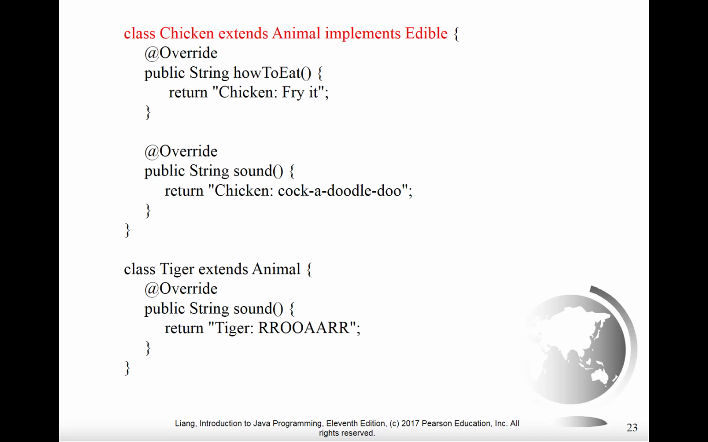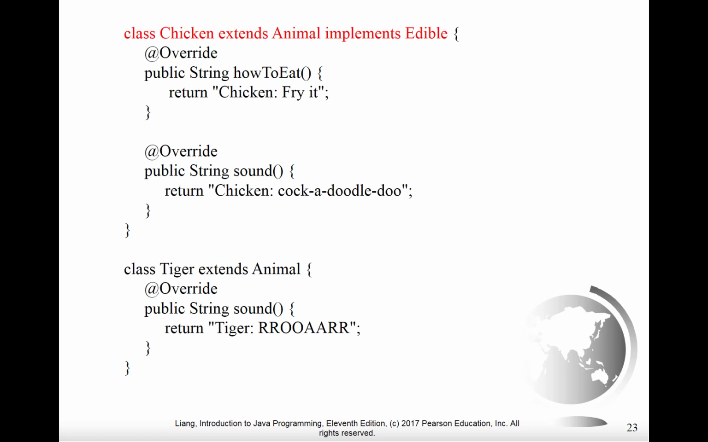So the howToEat method in Edible was not implemented there. It was abstract, and here's where we make it concrete. So we have a method public String howToEat, and notice that it has to have the same return type and the same method signature in order for it to be an override. And that's exactly what we saw in the Edible interface. So indeed we are now overriding the implementation, or the lack of implementation, that was in the Edible interface. And we provide an implementation here. The implementation simply returns the string "Chicken: fry it". And that's all it does.